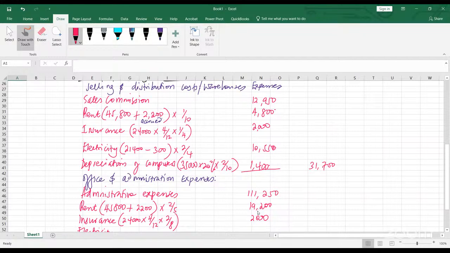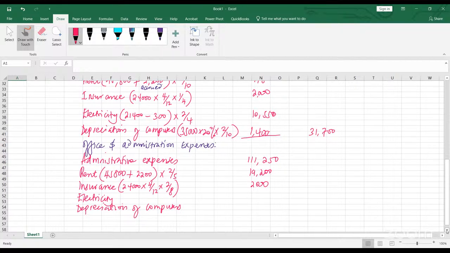Then electricity. Electricity is an accrued. The amount was 21,400, but there is an accrued of 300. What fraction do we take to office and admin when it comes to electricity? 3/10. So how much will be the electricity expense under office and admin? 6,330.